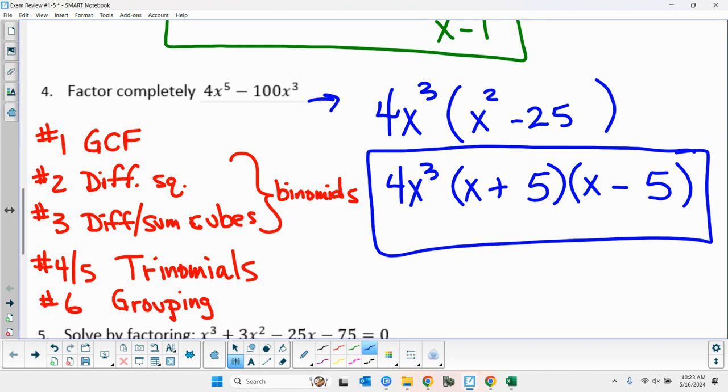You guys have gotten pretty good at factoring. So it shouldn't be that tough of a problem for you.